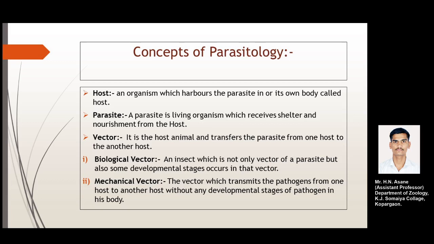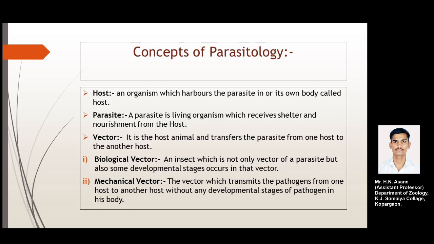Okay, the next term is a vector. The vector is the host animal, which is generally an invertebrate, an arthropod or a mollusk. So these are the three phyla. The animals from these phyla are called the vector, and they transfer the parasite from one vertebrate host to another. So vectors are nothing but the carriers of these parasites.